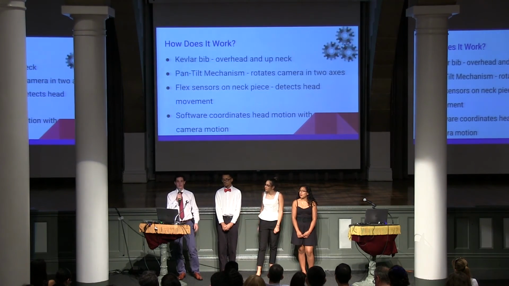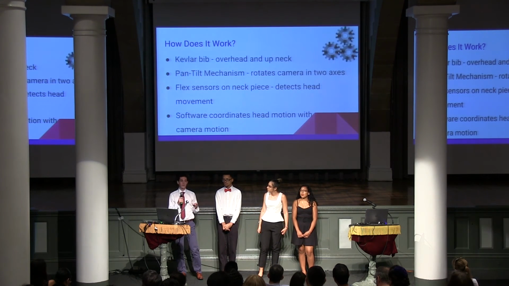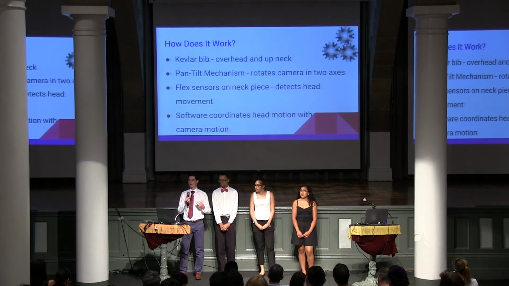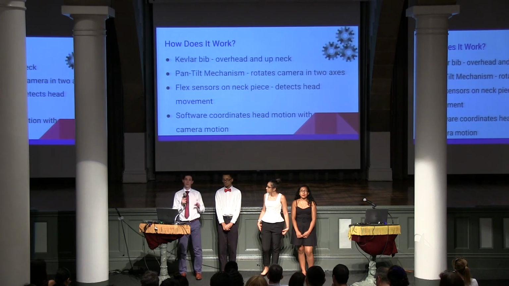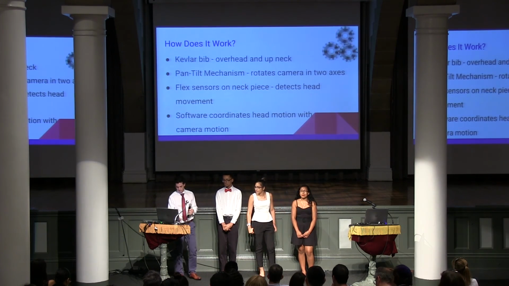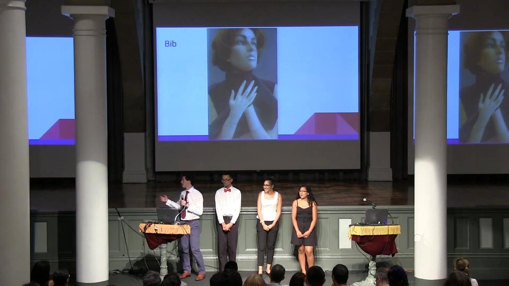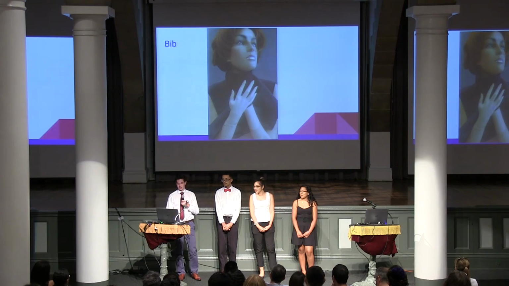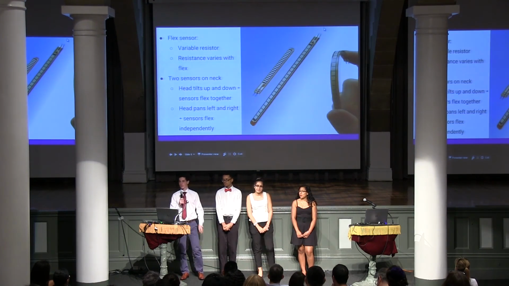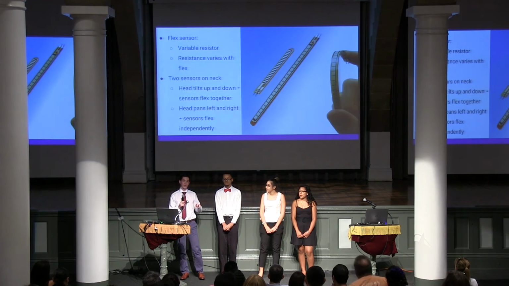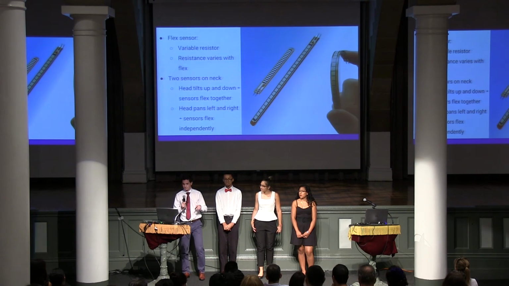Our invention is comprised of a Kevlar bib that goes over the head and up the neck. On the neck, you have 2 flex sensors, and these flex sensors detect the head motion and send a signal to the Arduino to power a pan-tilt mechanism to move the camera in every direction. Here we have our model Gertrude modeling our Kevlar bib that is also cut resistant to protect the officers. We use flex sensors on the neck, which are variable resistors that vary resistance according to the flex, and the Arduino can record that change in resistance.